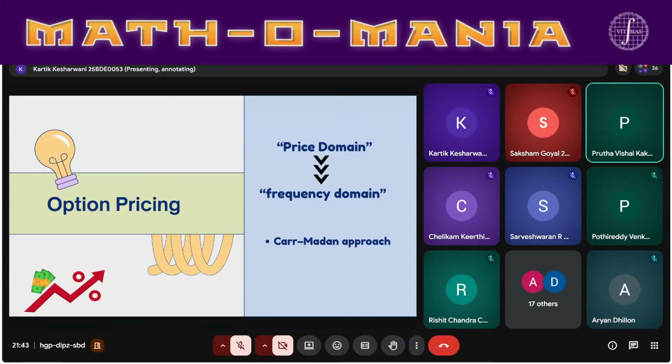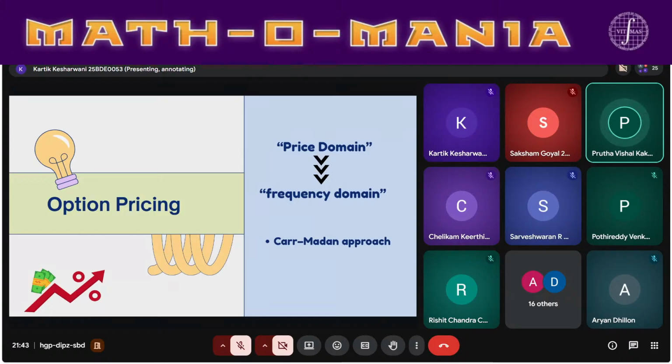At its core, the pricing problem is about finding the expected payoff of an option under a risk neutral probability distribution and then discounting it back to the present. Fourier analysis plays a powerful role in this process by transforming the problem from the price domain into the frequency domain, where complex probability distributions and payoff structures often become easier to handle and compute.